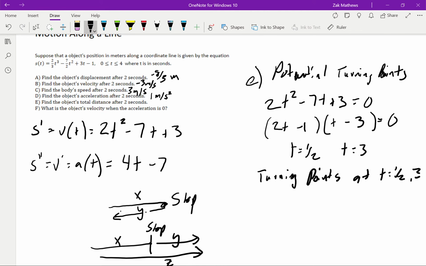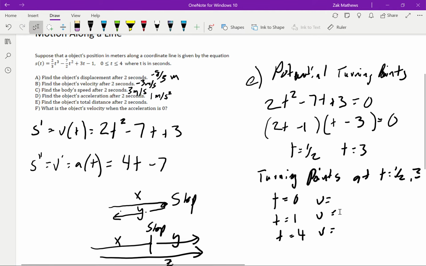So for instance, if we have t is equal to 0, we should see that the velocity, if it's positive or negative, is the opposite as t is equal to 1 and then t is equal to 4. We better see those velocities change. So let's just plug these in real quick to prove these are turning points. Take our 0, we plug it into our velocity equation, this equation right here at the top. So it'd have 0 minus 0 plus 3, that's 3. It's positive, that means we're moving forward.